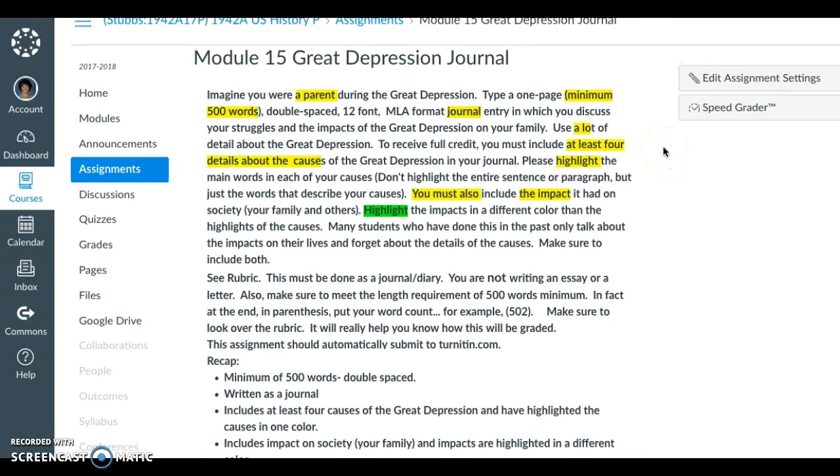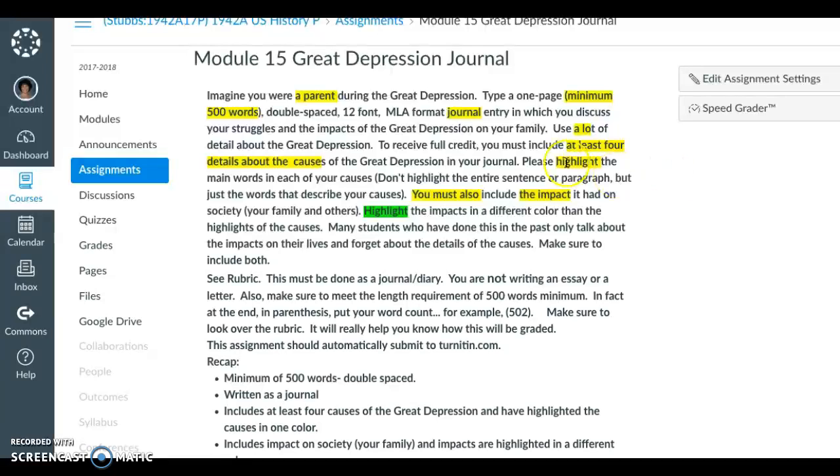If you need to know that information, please watch the how-to video from Module 6 for that journal entry. But again, it's 500 words. You need to put the word count. You will be highlighting, you need at least 4 causes of the Great Depression. That's what this topic is on. And you need to also include what impact it had on society, including your family and just everybody in general.